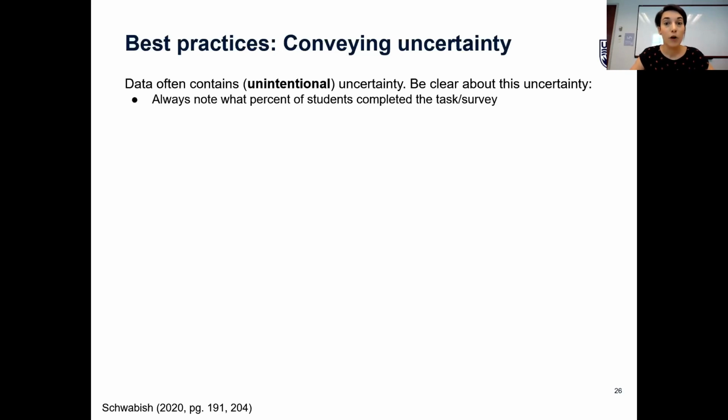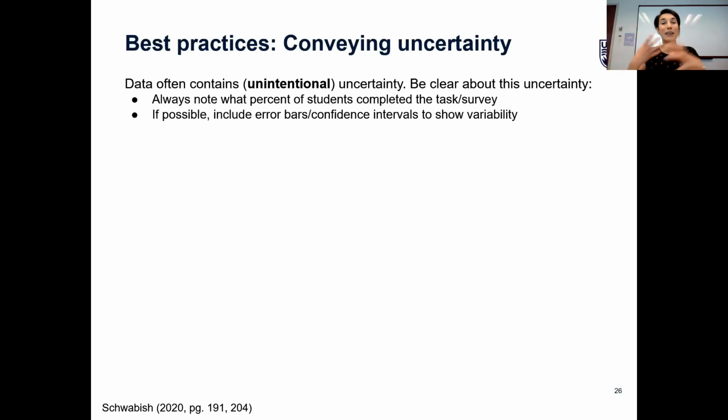So always be mindful of including things like what percentage of students completed a survey or a task, and what your sample size is for the data that you're reporting. If possible, include things like error bars or confidence intervals to show variability. Again, that's when you're getting into reporting on some kind of statistic. It requires some knowledge of how to do that, but it is a really useful way to showcase the uncertainty and the variability in the data.